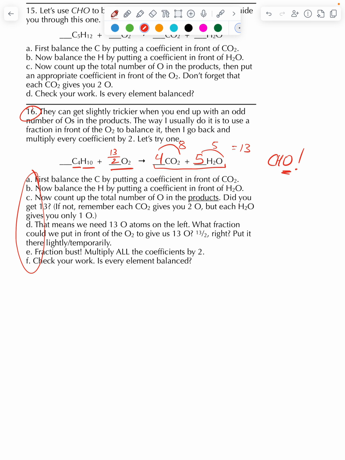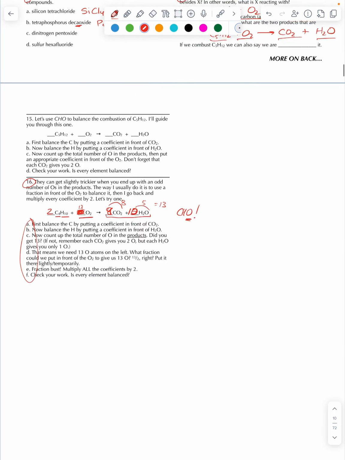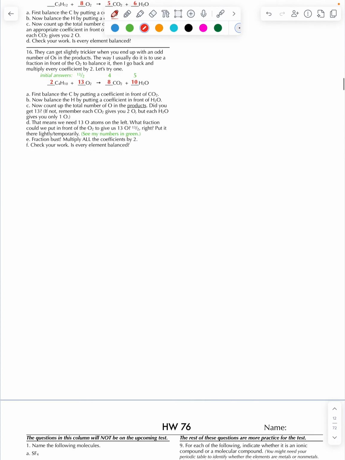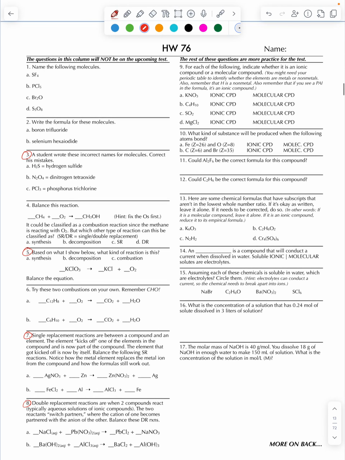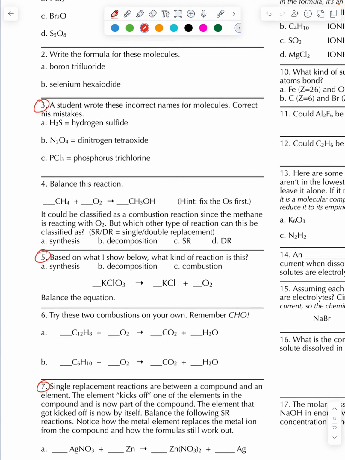But we always want fractional coefficients. I'm sorry, we don't want fractional coefficients. So we're just going to double everything. So this becomes 2, that becomes 13, that becomes 8, and that becomes 10. Okay? Pretty simple, right? 76. You're going to see I'm skipping a lot because I just gave you lots of practice.